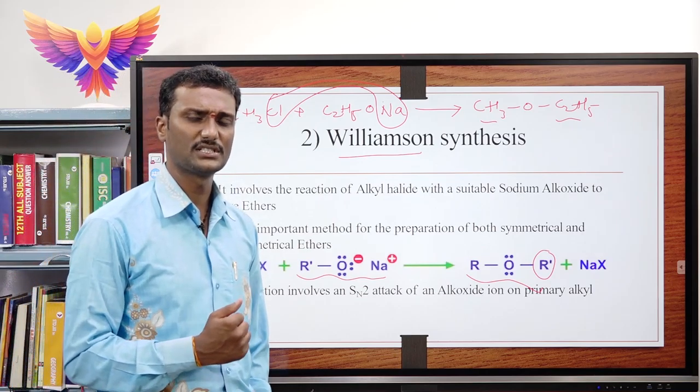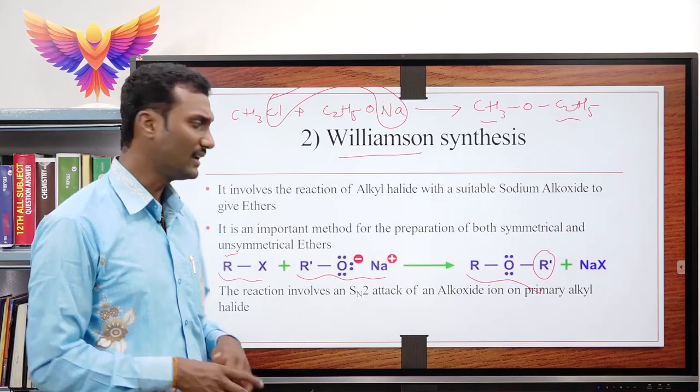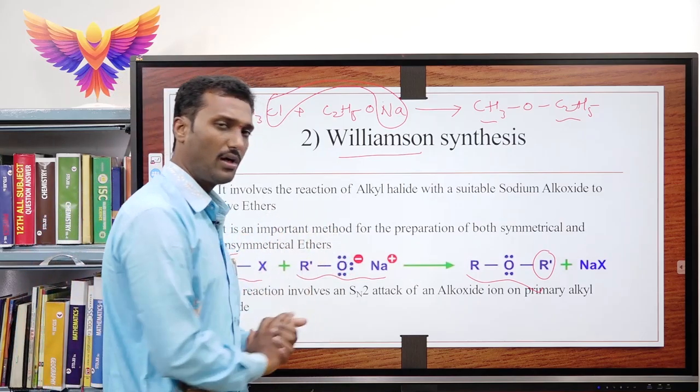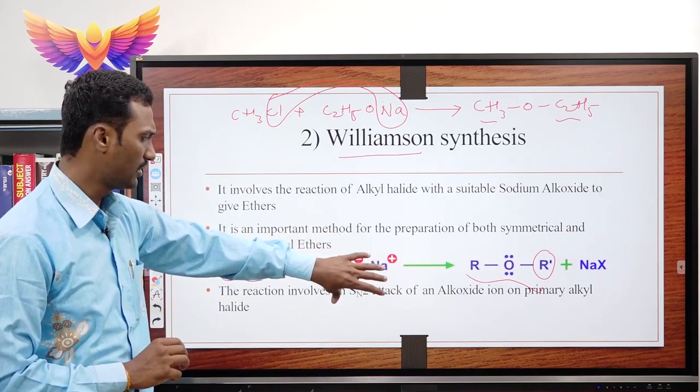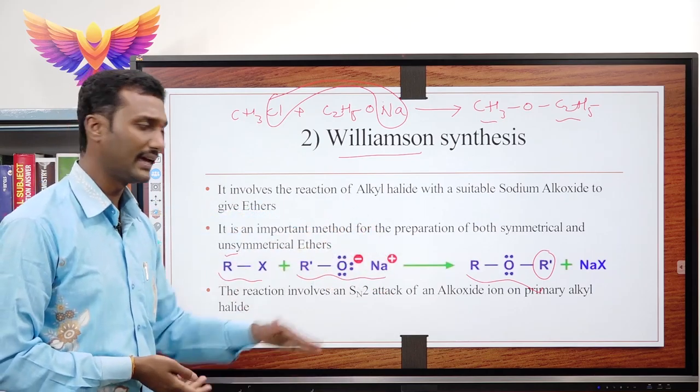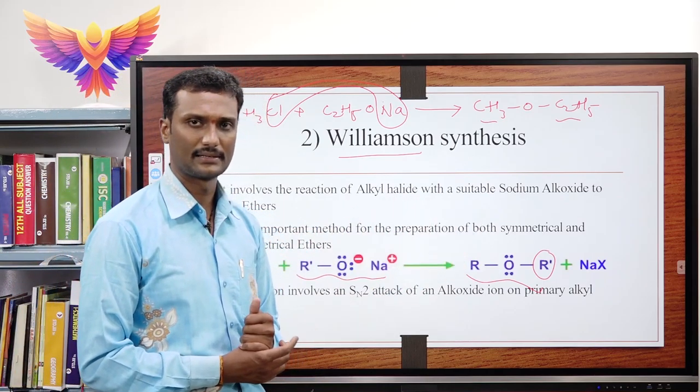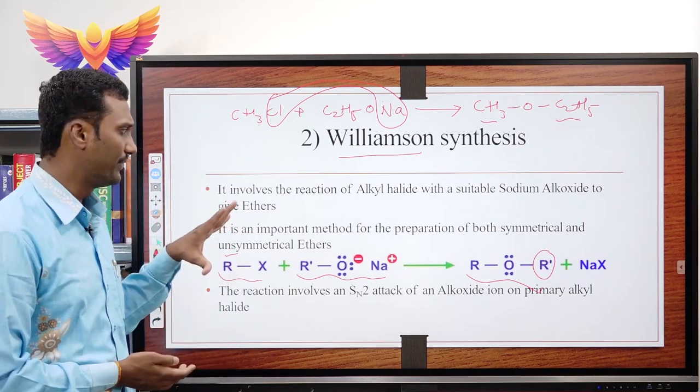What do limitations mean? What type of alkyl halide? What type of sodium alkoxide? What type of sodium alkoxide has to be taken to get a better yield of the ether? So that is the question here in this Williamson ether synthesis.